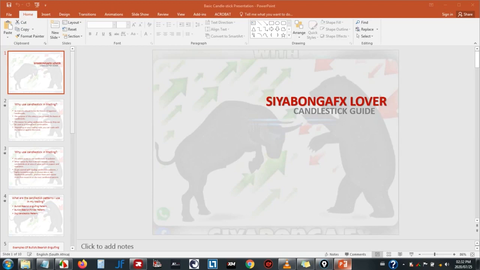Before I start, I would like to explain in a simple way exactly what a candlestick is in trading Forex. A candlestick is a way to analyze a chart. It can be used for entry, exit, putting or placing your stop loss and placing your take profit. Okay, now let me go to my presentation where I have prepared all this guide for you.